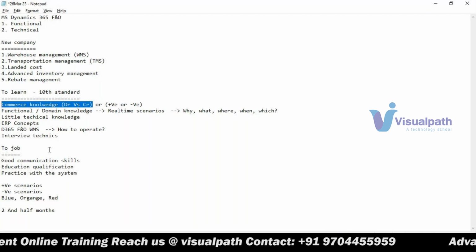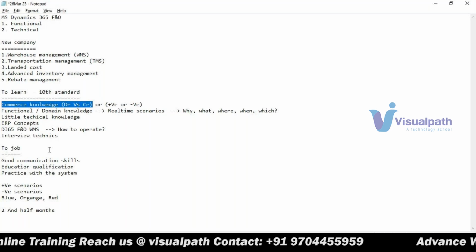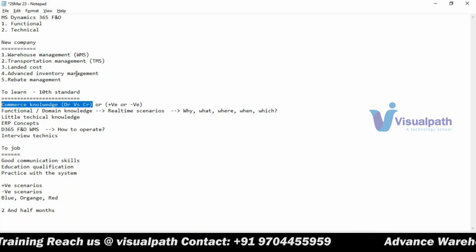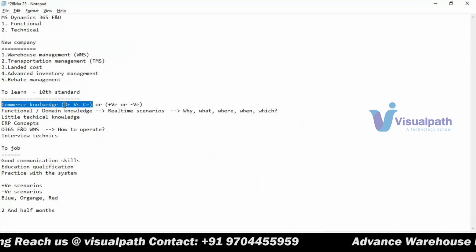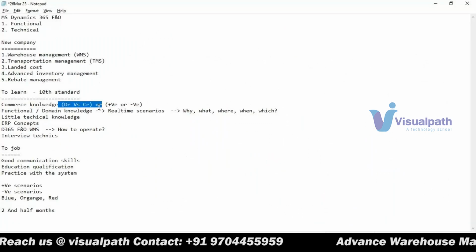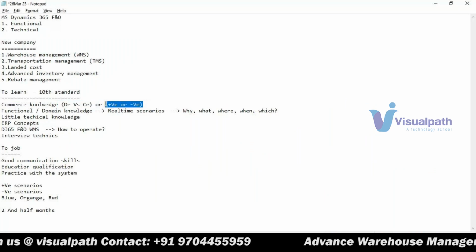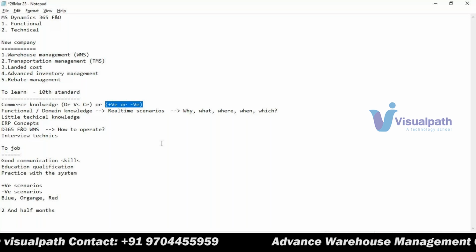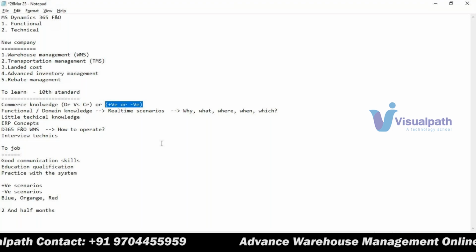If you want to become an accountant, you should be a commerce background person. But here you are becoming a finance functional consultant. For a finance consultant, you should know the difference between debit and credit, or positive and negative. If you know this one, then no problem. I will explain everything. I will make sure you are going to learn. Okay. Thank you, Sujit. Yeah, welcome.